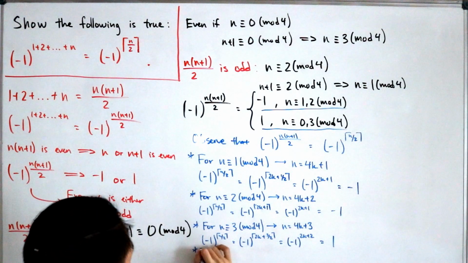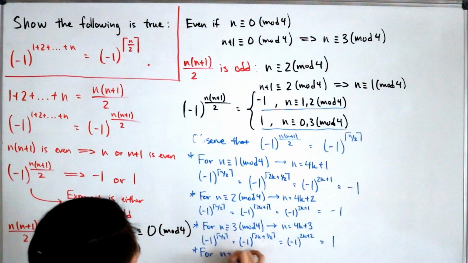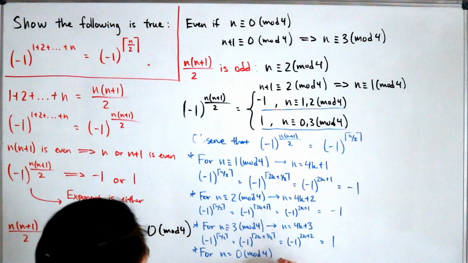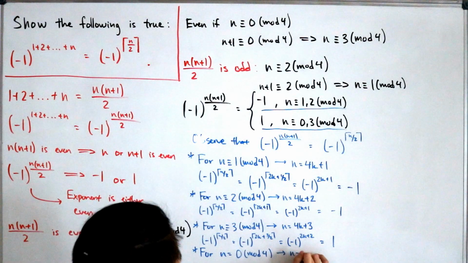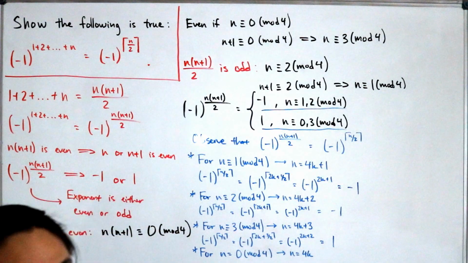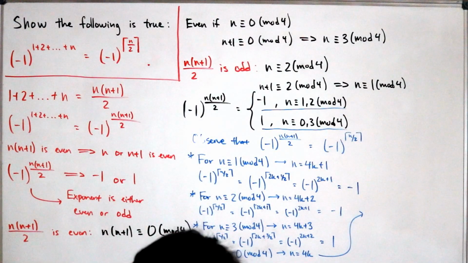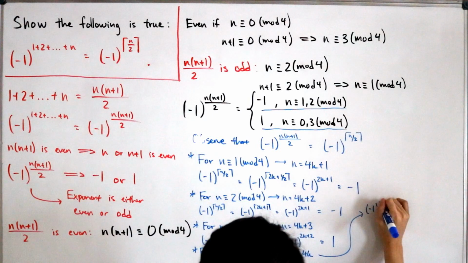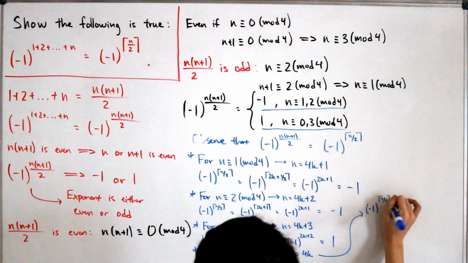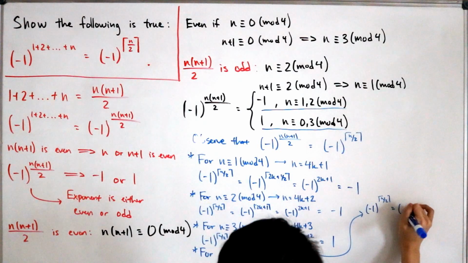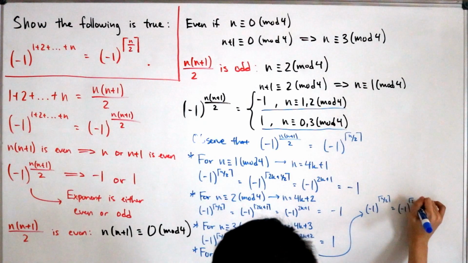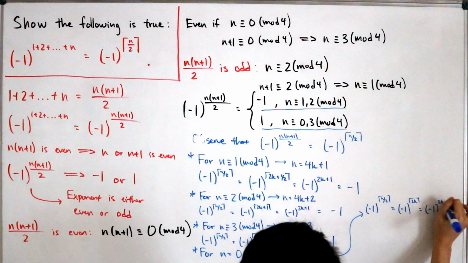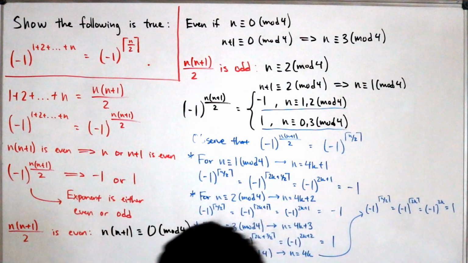For n congruent to 0 mod 4, we have a remainder of 0, so n is just going to equal 4k. Continuing further, we plug this in: negative 1 to the power the ceiling of n divided by 2. That equals negative 1 to the ceiling of 2k, which is basically negative 1 to the power 2k, which of course is just going to equal negative 1.